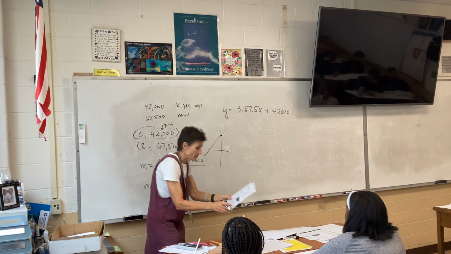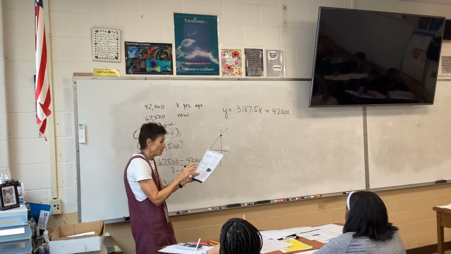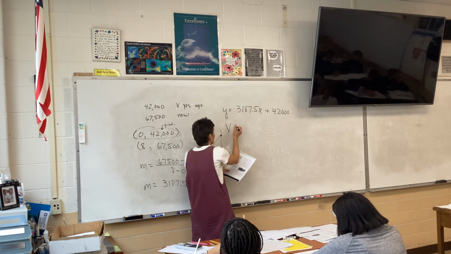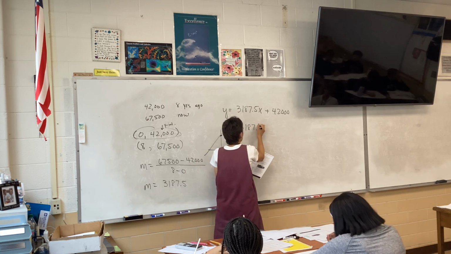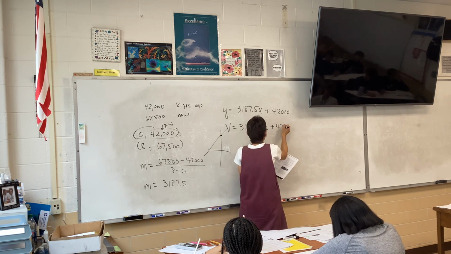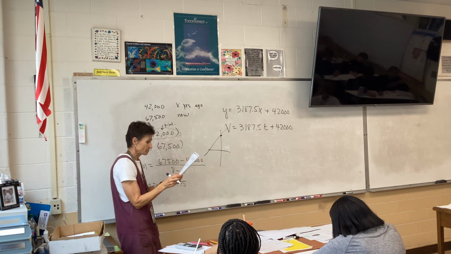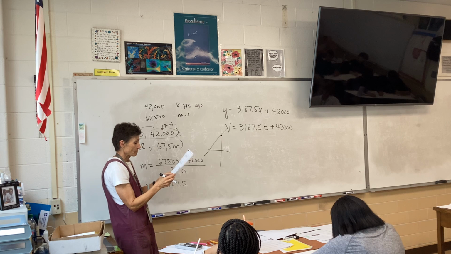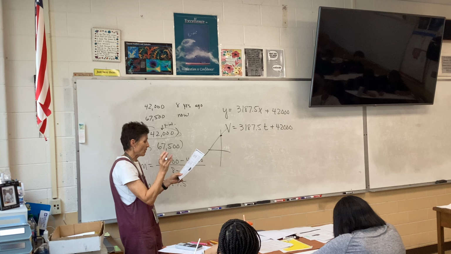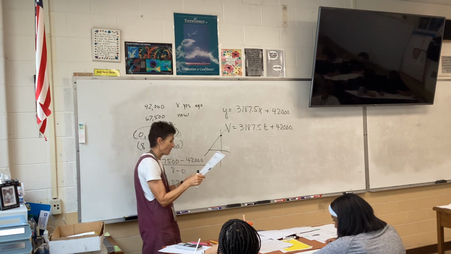Do not let the craziness of the letters bother you. Instead of y, they're using v. Instead of x, they're using t. Don't worry about that. It's the equation of a line. That's it. We're not going to do part B, so let's just cross out B. We're not ready to graph yet.